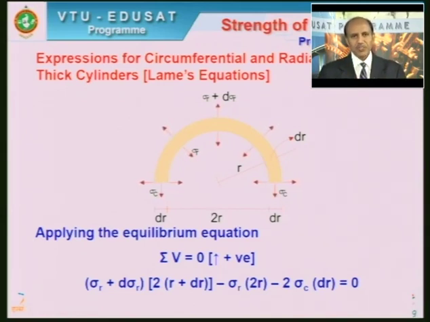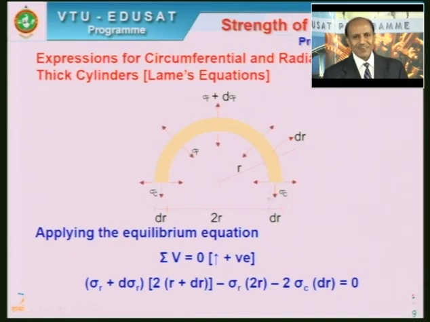So we have just finished two terms here. One is sigma r plus dr, the other one is sigma r. Now we are left with this particular term, that is the circumferential stress. See, sigma c is on this wall as well as on the other wall, that is a cut surface.